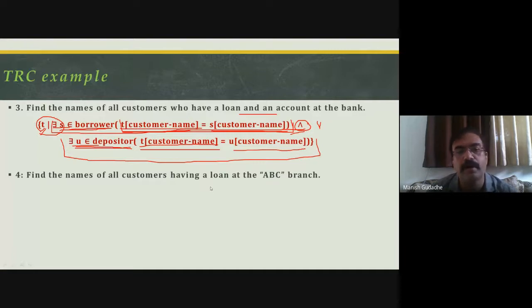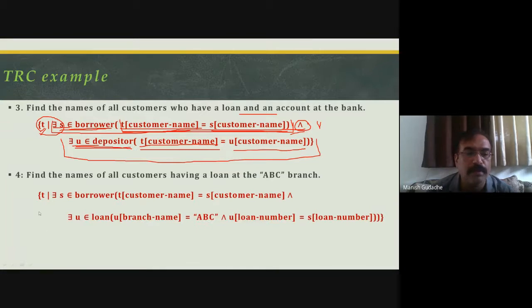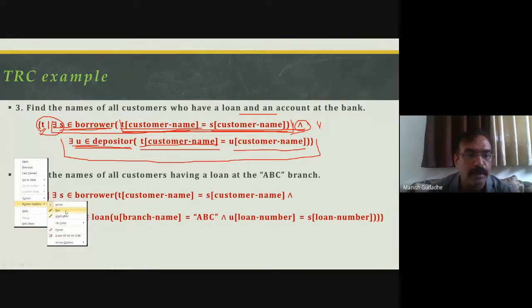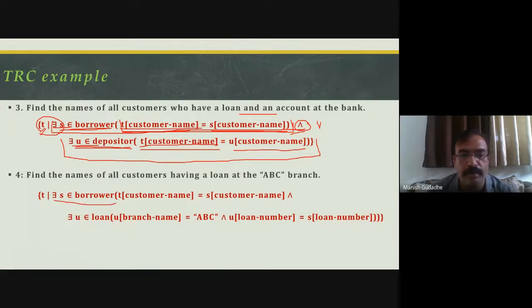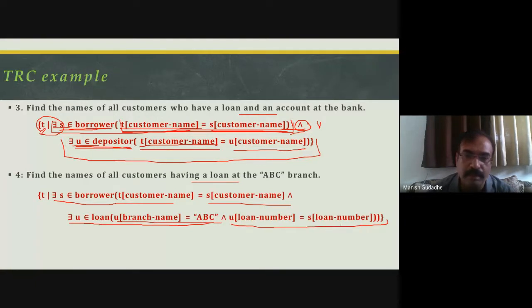Similarly, find the names of all customers having a loan at ABC branch. How can we do it? Again, there exists S from borrower, since we are talking about the loan, and there exists U from loan, such that U dot branch name is ABC, U dot loan number is equal to S dot loan number, and the customer in S should appear in T. T is the output, so again only customer names are going to be printed.